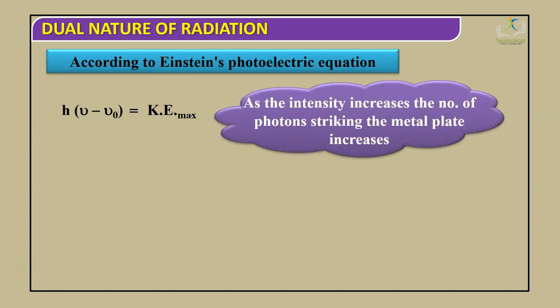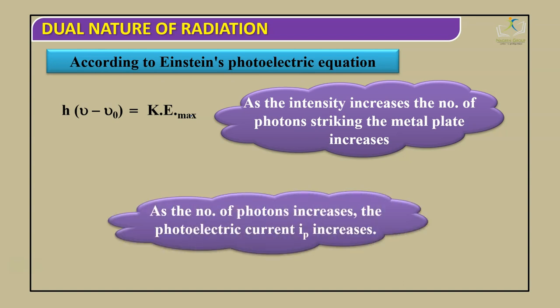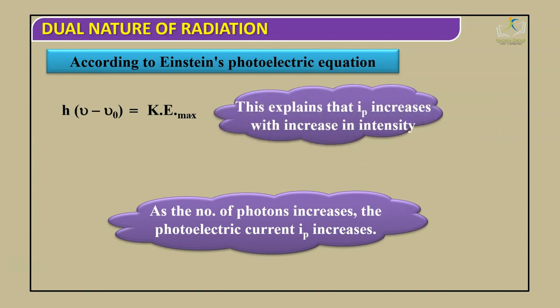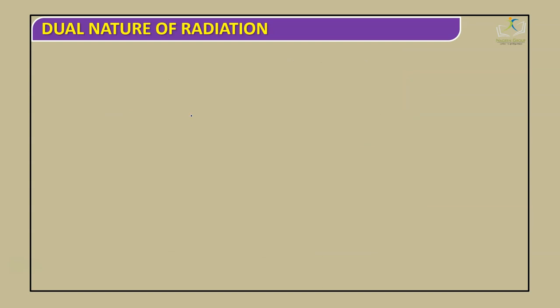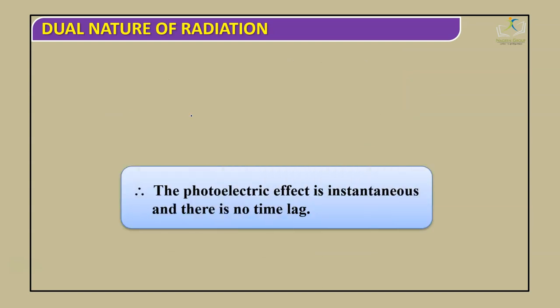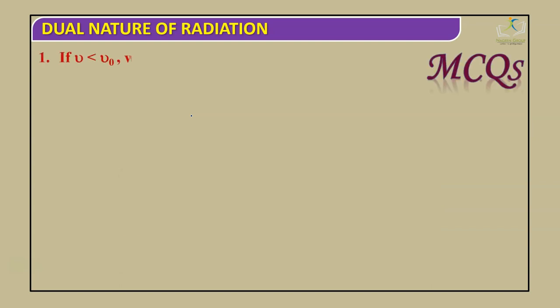According to the Einstein photoelectric equation, h(ν minus ν0) is equal to kinetic energy maximum. As the intensity increases, the number of photons striking the metal plate increases. As the number of photons increases, the photoelectric current Ip increases. This explains that Ip increases with increase in intensity. Emission of photoelectrons is a result of collision between the electrons and photons. The photoelectric effect is an instantaneous process and there is no time lag.